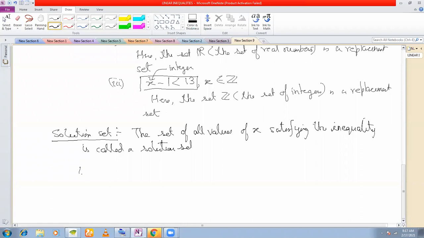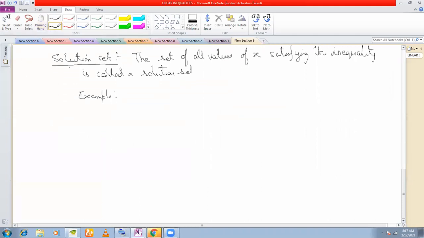But suppose I give you a linear equation like this, 2x minus 1 is equal to 5. You can solve this linear equation. You get 2x is equal to 5 plus 1. You get 2x is equal to 6. You get x is equal to 6 by 2, which is 3. You can solve this linear equation. But what you are getting here, x is equal to 3.